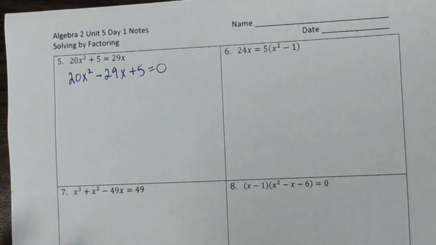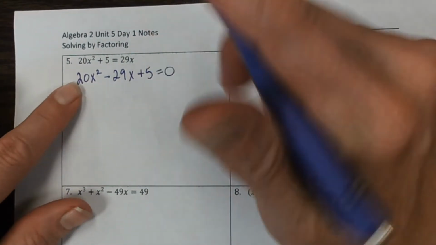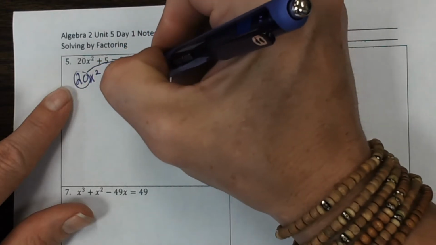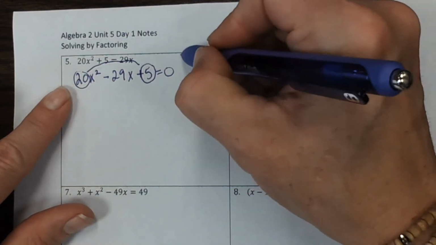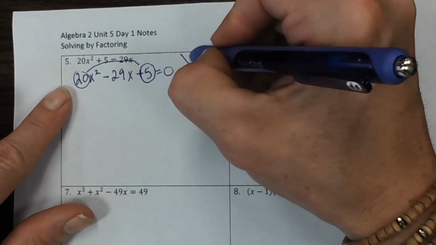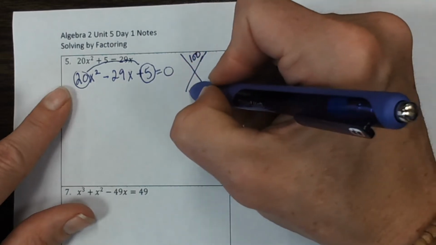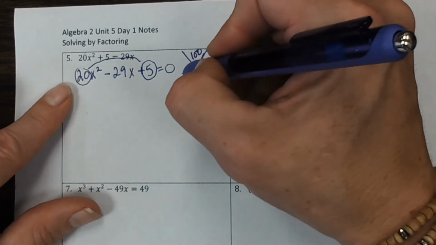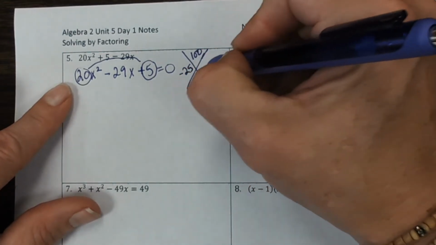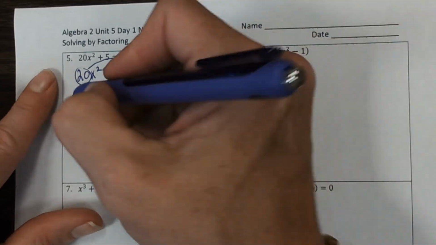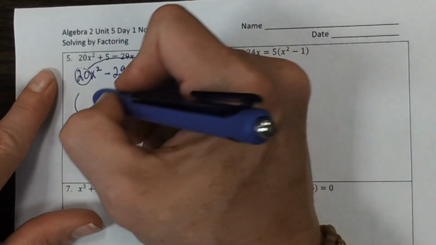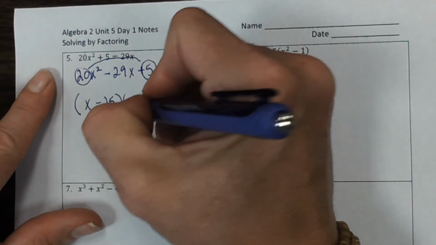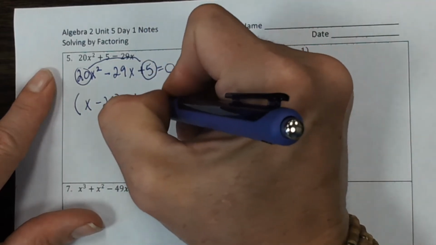So now, remember, when I have a coefficient in front of my squared term, I'm going to take that and multiply it by the constant. So I'm looking for two numbers that multiply to give me 100 and combine to give me negative 29. Now, I know those numbers are negative 25 and negative 4, so I would just bring that down over here, and I would say, okay, x minus 25 times x minus 4.